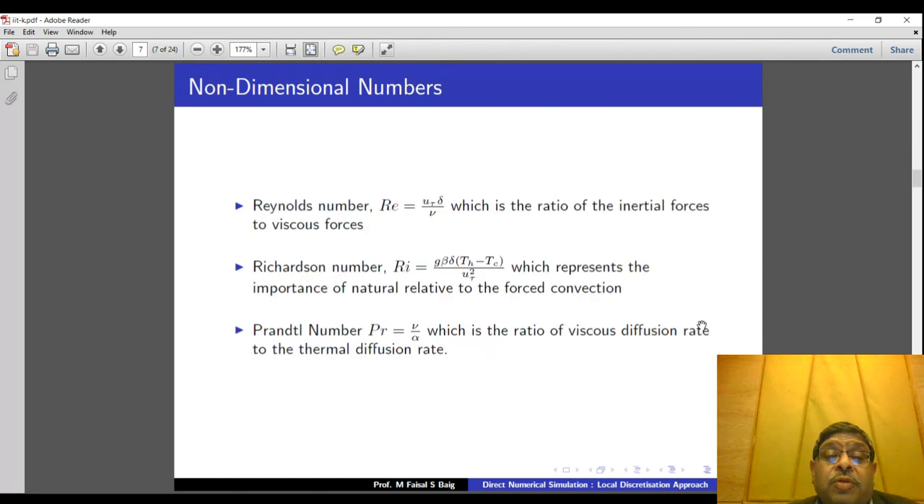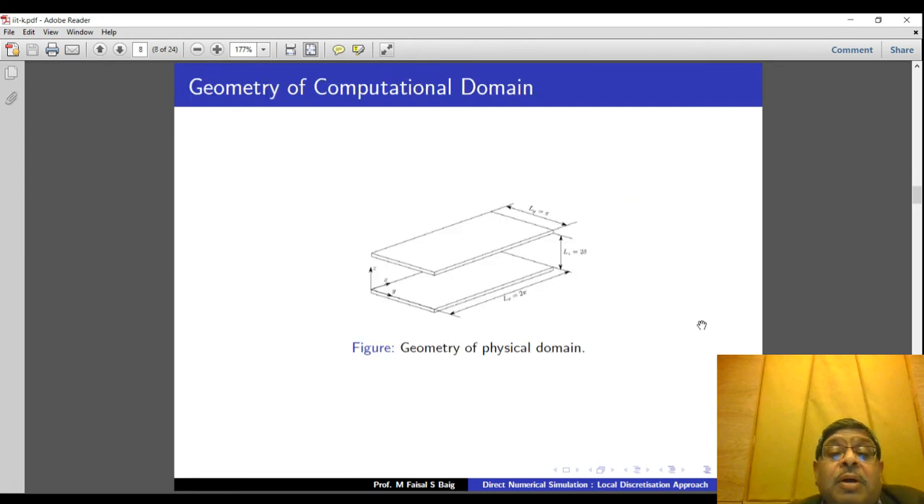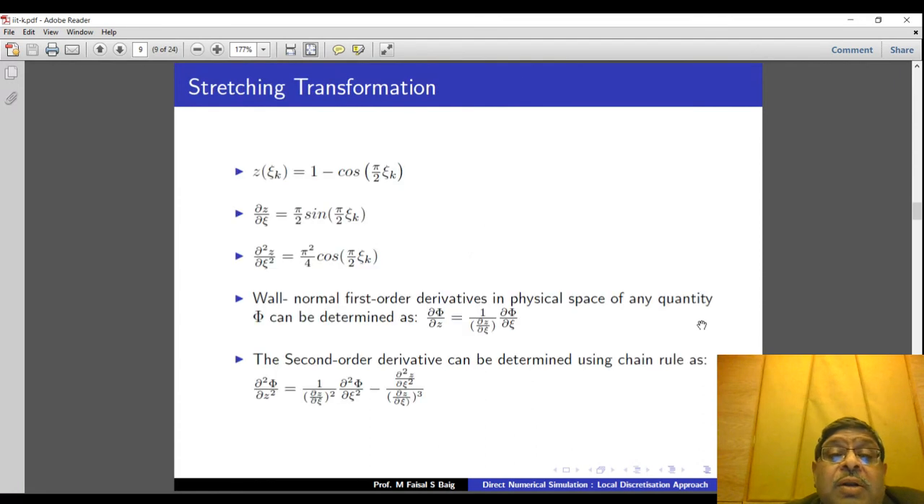So it's defined by non-dimensional numbers such as the Reynolds number, Richardson number, and Prandtl number. The geometry of the physical domain can be seen from here, which involves basically a turbulent channel of streamwise length 2 pi, spanwise length pi, and wall-normal height of 2 delta.